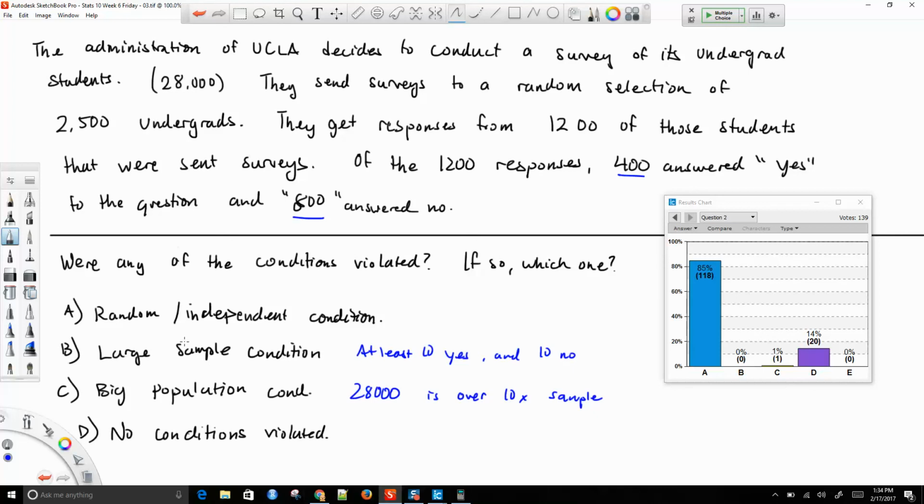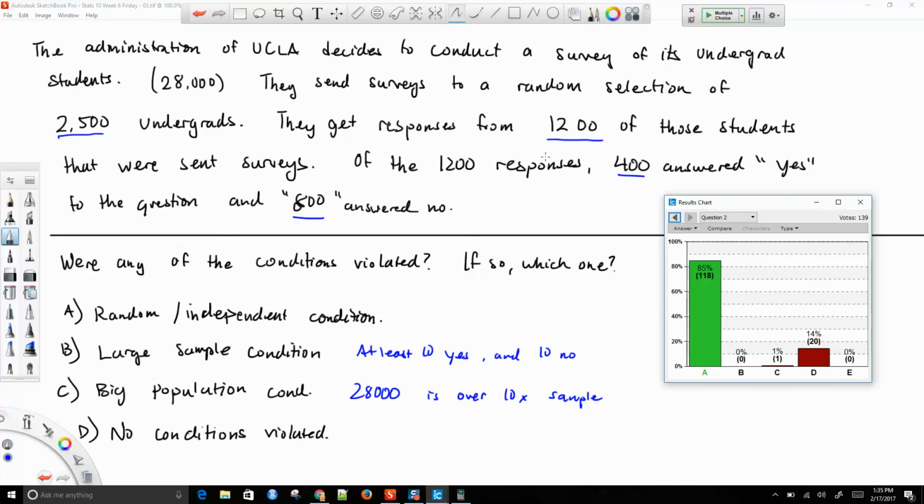All right. Well, it says that they selected a random selection of 2,500 undergrads, okay? The problem comes when we say they get a response from 1,200 of those students that were sent surveys. So if UCLA mandated, if they said, you've been selected for a survey, we selected 2,500 of you randomly, and then we're going to force you to answer the question, then it would be a random sample, okay? Then it would be okay. But because only 1,200 out of the 2,500 responded, there is some self-selection bias in here, okay?